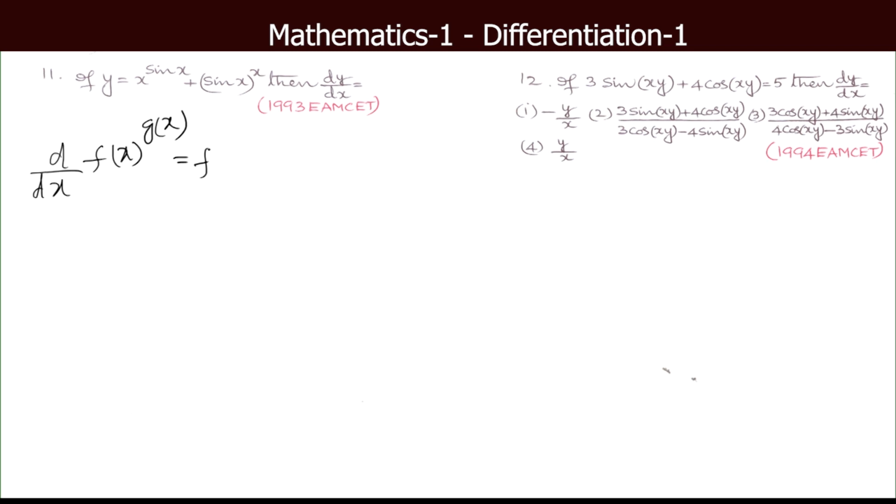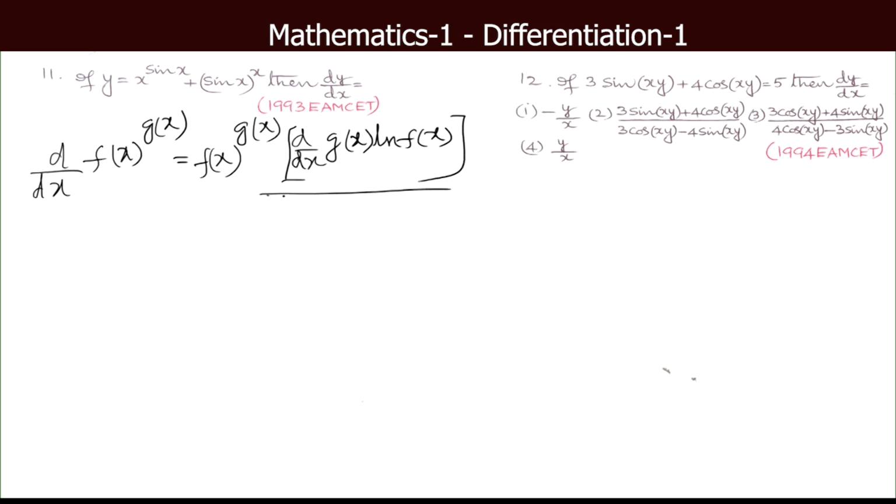Fx whole power gx into ddx of gx into ln fx. Observe that fx must be positive. So, this is the multiplying factor. So, derivative of fx whole power gx is the same function multiplied by the derivative of the function obtained by taking a logarithm of fx whole power gx, which is gx into ln fx. I hope I am clear.